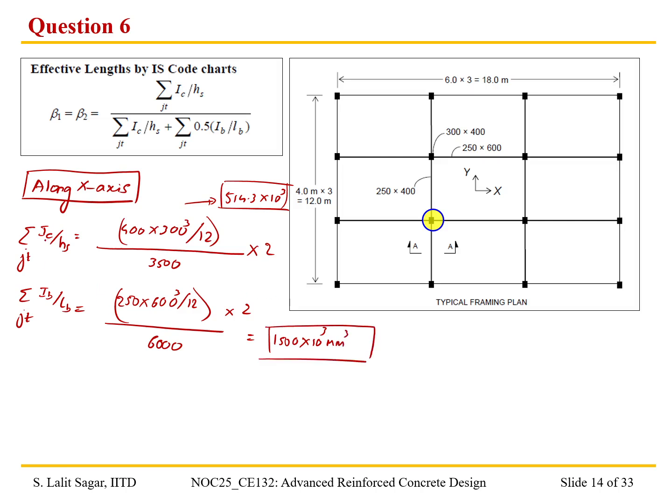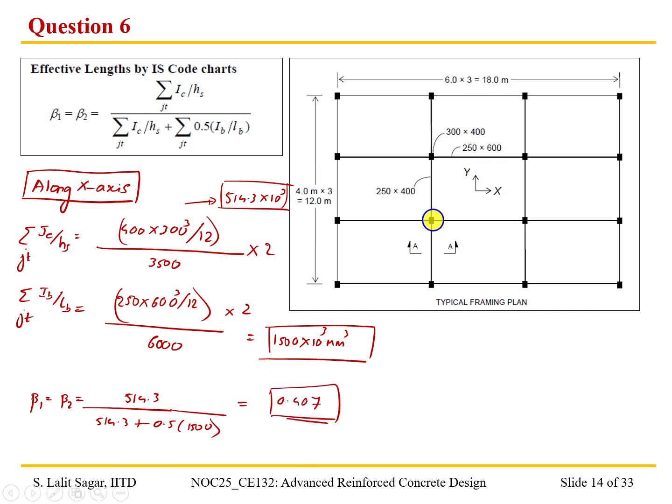Then we can substitute the values of sigma IC by HS and sigma IB by LB in this equation. We get beta 1 equal to beta 2 as follows. Let us skip the 10 to the power 3 term because it will cancel out. That is 514.3 divided by 514.3 plus half of 1500. So we get the value of beta 1 and beta 2 as 0.407.